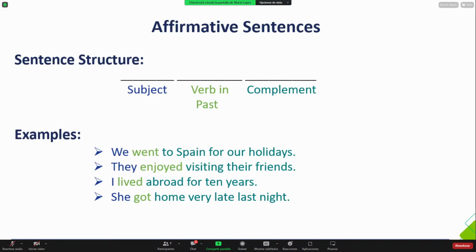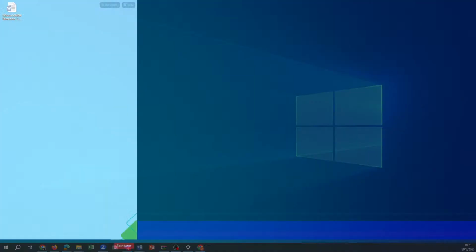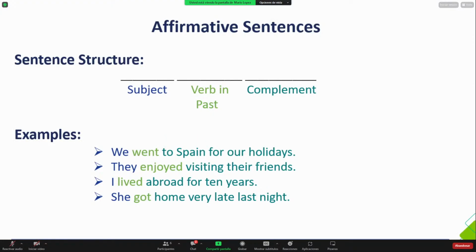They enjoyed visiting their friends. Ellos disfrutaban visitar a sus amigos. I lived abroad for 10 years. Yo viví en el extranjero por 10 años. And she got home very late last night. Ella llegó a la casa muy tarde la noche anterior.